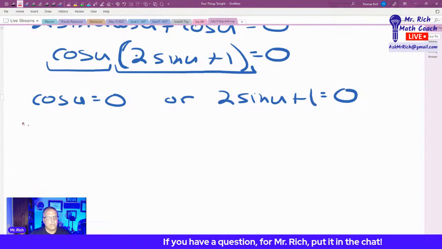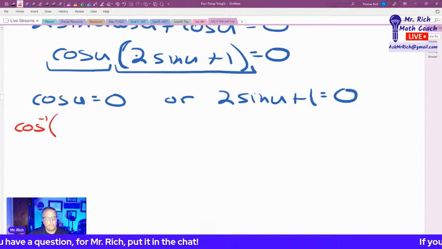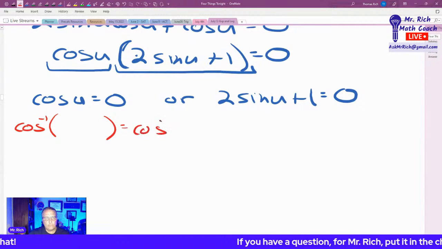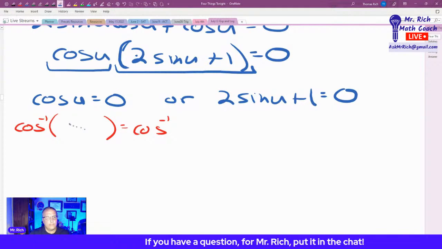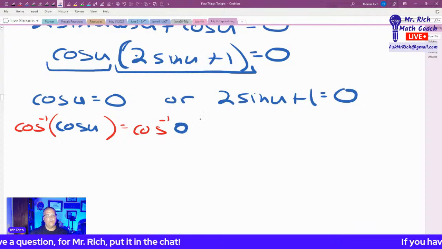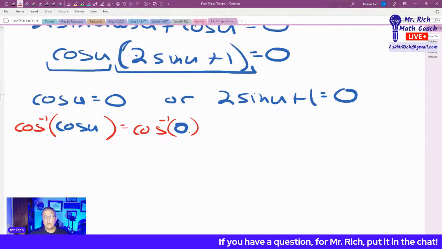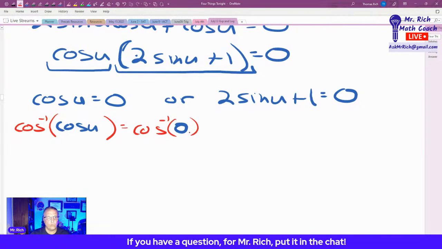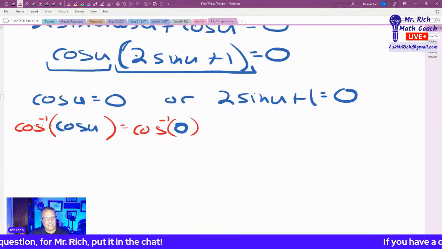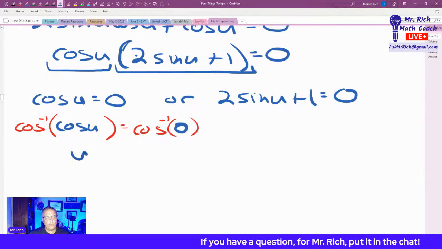So this is basically what I'm going to do. I'm going to take the arc cosine of both sides. And this would be, of course, cosine u, and this is 0. So this is the operation that I am doing on both sides, taking the arc cosine. Well, the arc cosine, or the inverse cosine of cosine, is just u, right? These two, in a sense, cancel each other out, and it leaves me with u.